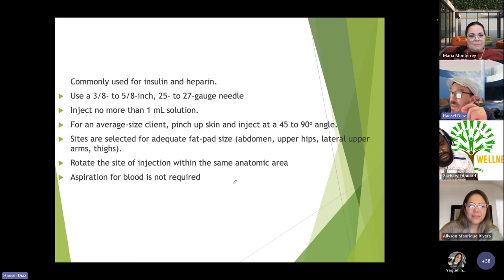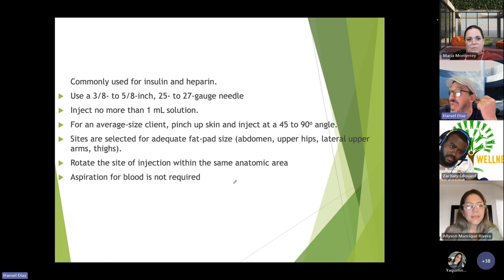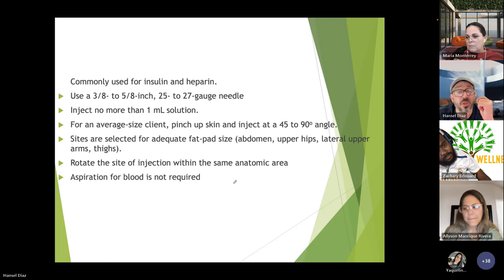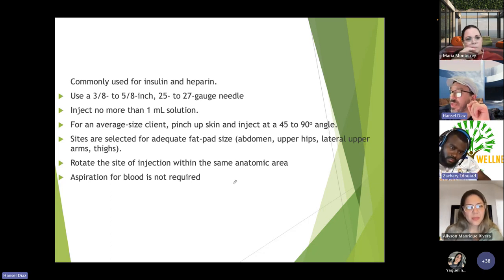Commonly used for insulin and heparin, the needle will be 3/8 to 5/8 inch. It's not very big, a 25 to 27 gauge needle. So it's a small needle. You're not going to inject more than 1 milliliter of solution. For an average size client, you're going to pinch your skin and inject at a 45 to 90 degree angle. You'll tell me 90 degrees is for intramuscular, yes, but not for this type of injection, because the needle is very short. So you could choose 45 or 90 and it's never going to go where it shouldn't.